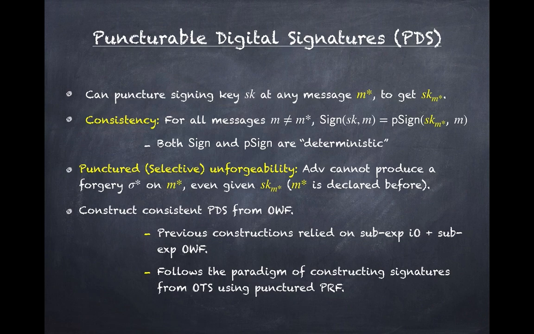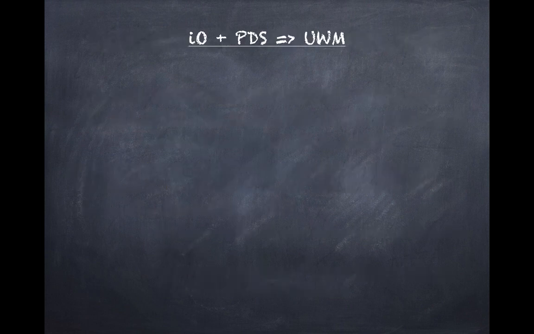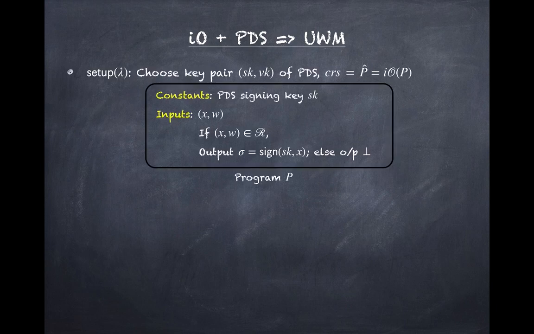And our idea is very simple. We show that this paradigm of constructing signatures from one-time signatures extends to this setting if we use a punctured PRF instead of a normal PRF. So now I show how to pair a punctured signature along with IO to construct not only a compact witness map, but actually the stronger variant of it, a unique witness map.